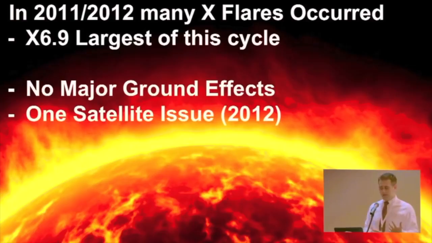Let's come to the first part of this solar maximum, 2011 and 2012. The largest solar flare we have seen this solar cycle was only X6.9. We have not seen any major ground effects from anything in 2011 or 2012, and there was one satellite issue in 2012. If any of you remember the early March solar flares that actually released gamma rays, it was one of the first times we've ever detected gamma rays instead of just X-rays from a solar flare.